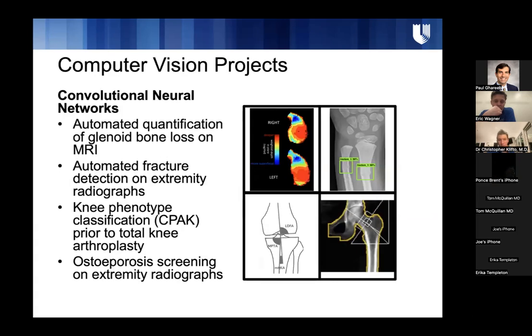There are a lot of different computer vision programs out there, and this is kind of beyond the scope to talk about, but there's something called phenotyping. Like, can you say what type of classification of a total knee arthroplasty you have, like who will do well from a total knee.